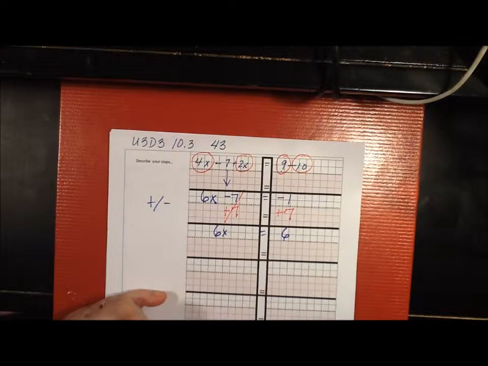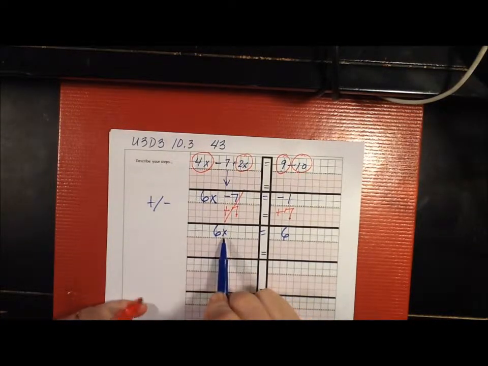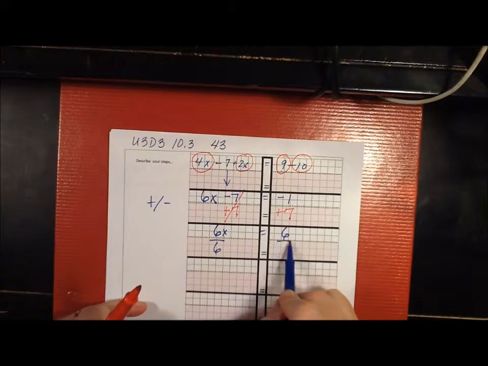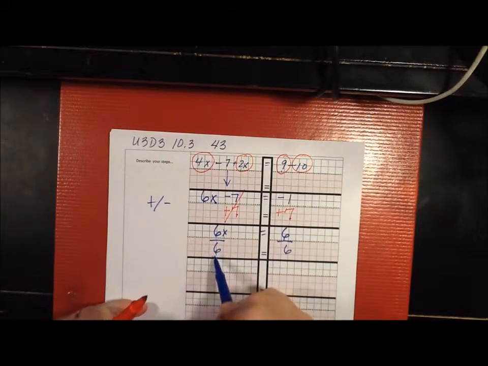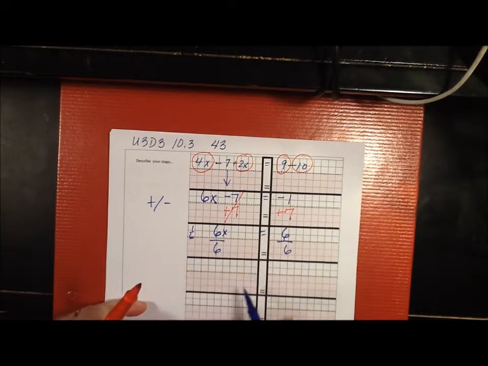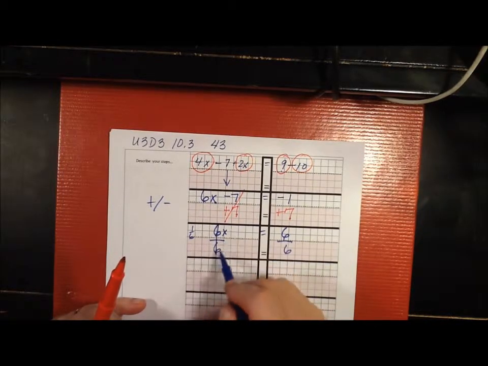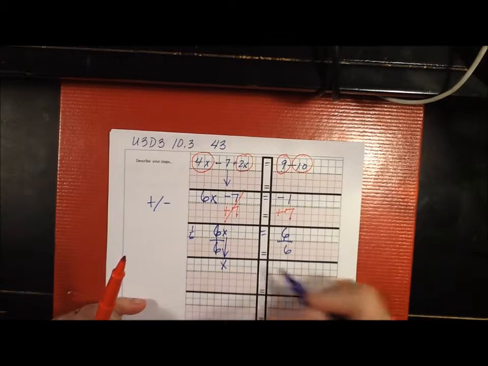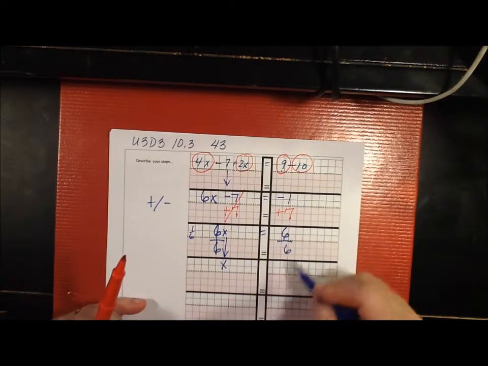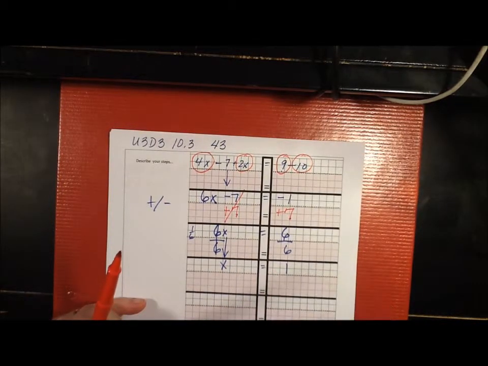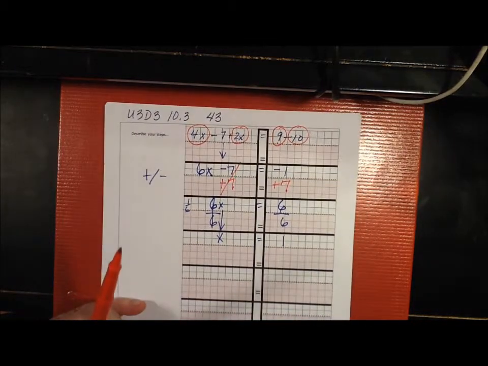Starting to look good. To get rid of this, I'm going to divide both sides by 6. And remember, that's the same as multiplying it by 1 over 6. But since it's a whole number, we'll just do it the easy way. That turned into 1, and my x is going to come down. 6 into 6 is 1. So there is an answer.